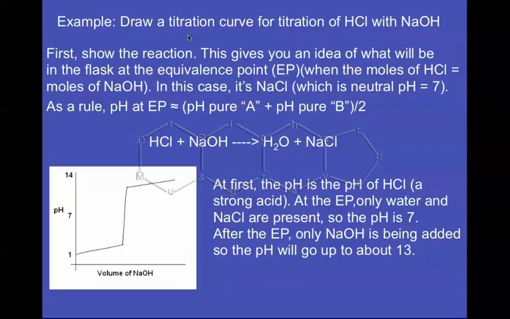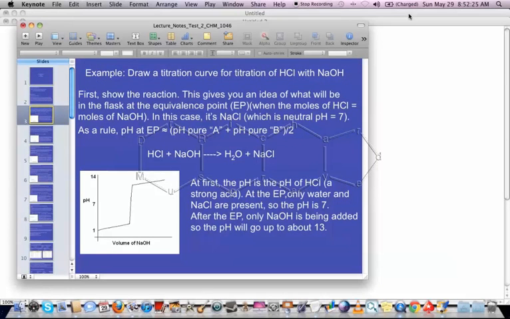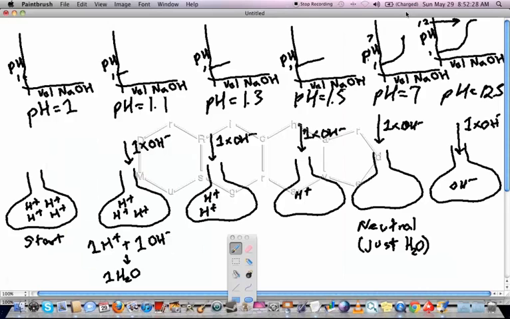So first of all, let's look at a titration curve here, where we're going to draw a titration curve of HCl with NaOH. So what that means is that the HCl in this case will be in the flask, and the NaOH will be in the burette. So let's look at an example of that, sort of step by step as we go through the titration.